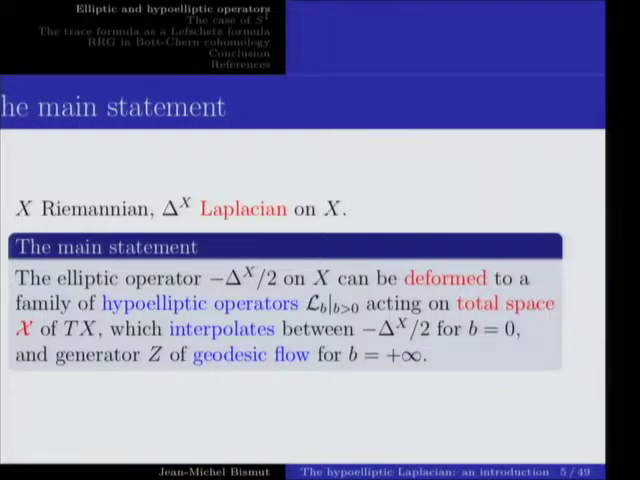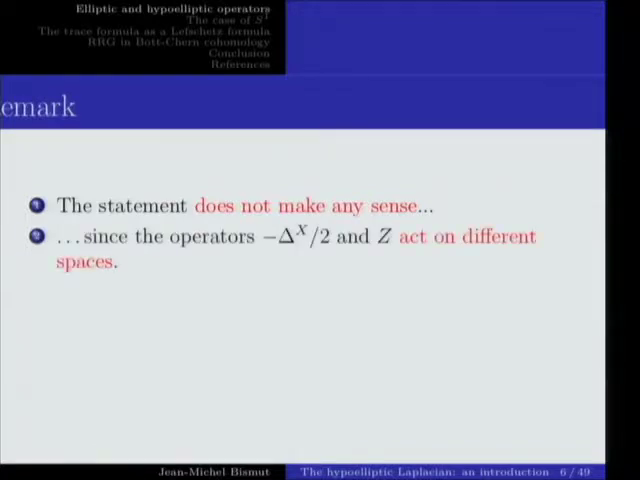So you have these two kinds of things: a second order operator acting on the base X, and a dynamical system, a vector field acting on the total space of the tangent bundle. This L_b interpolates between these two gadgets. These operators again act on this bigger space. So let me make a remark. The statement does not make any sense as stated, because the operators do not act on the same space.